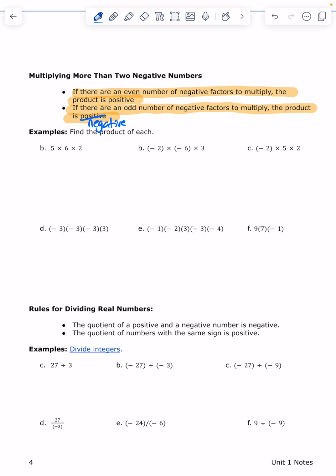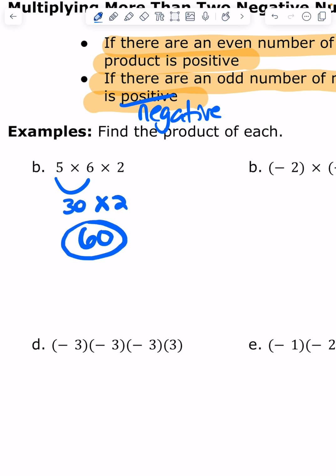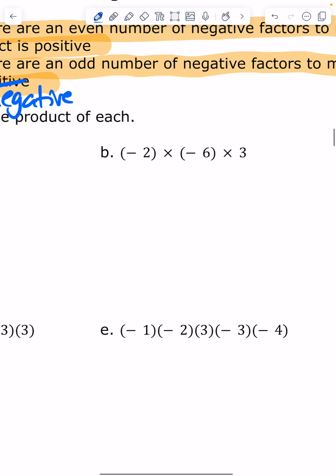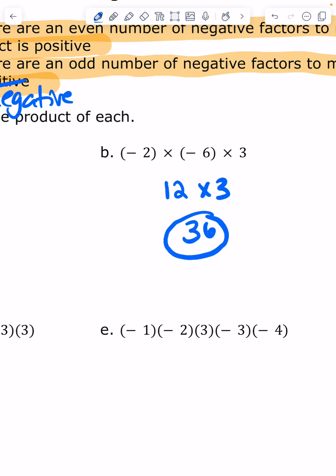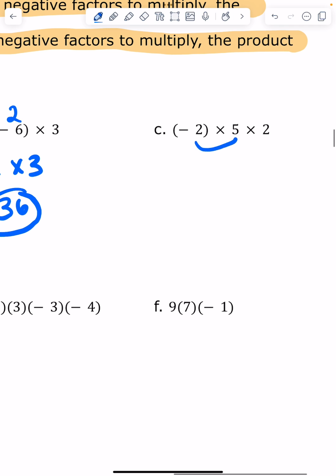All right, so the first one doesn't have any negative signs, and 5 times 6 is 30, times 2 would be 60. B, I'm just going to take it one step at a time. So negative 2 times negative 6 is positive 12. Multiply that by 3, I get 36. And you can see that there's 1, 2 negative signs, so that's an even number. Negative 2 times 5 is negative 10. Times 2 would be negative 20.